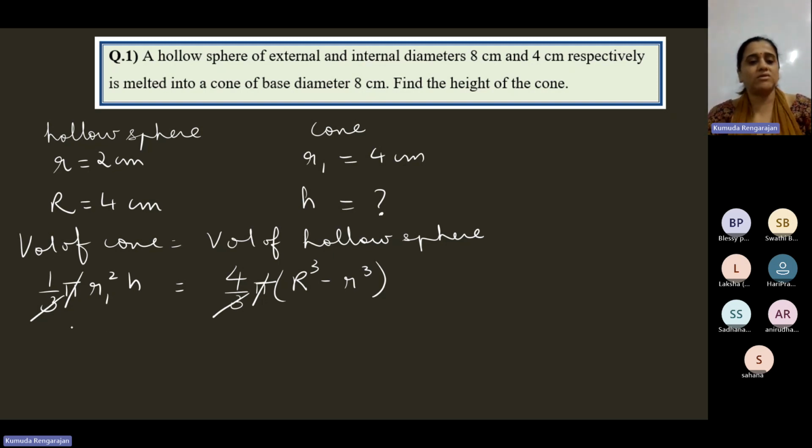Now substitute. What's the value of R1? 4 into radius. 4 into R1 square. So 4 into 4 into H, we don't know, is equal to 4 into capital R cubed, 4 cubed minus 2 cubed.